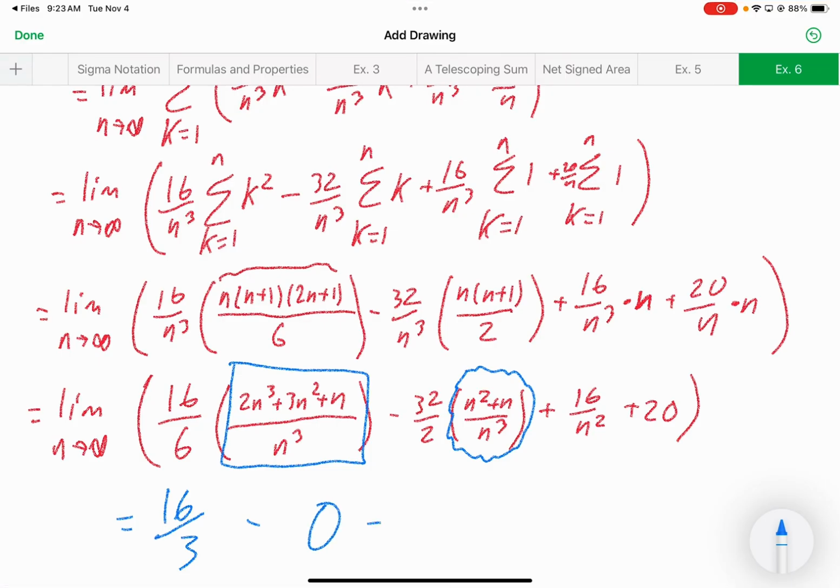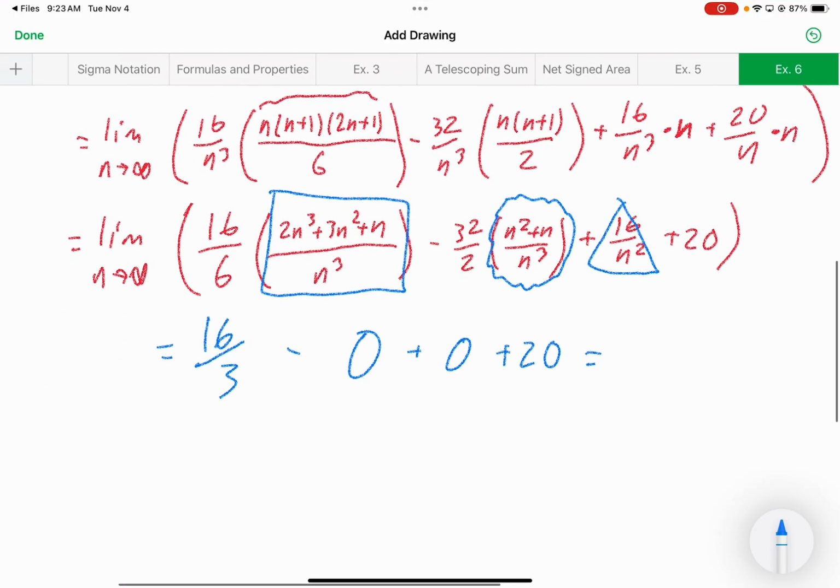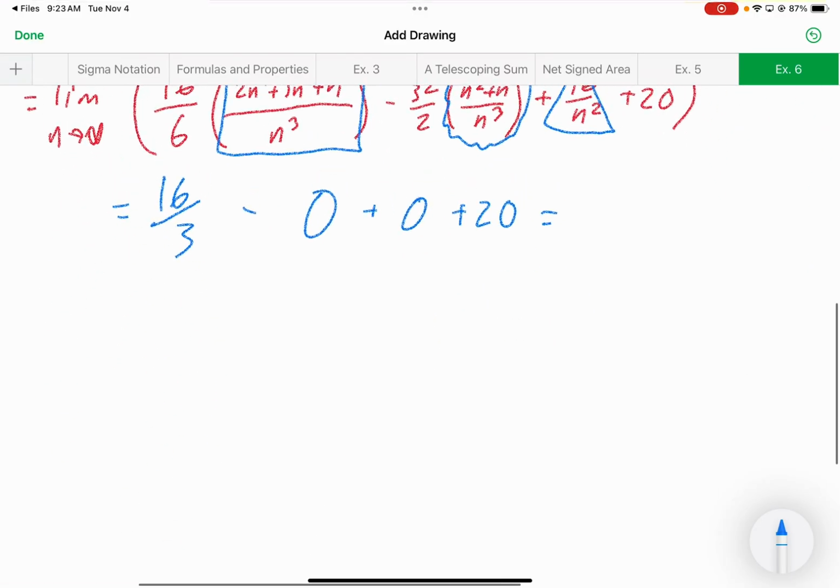So minus 0. Plus, what about, I'm running out of shapes, my triangle. 0 as well. And then, I don't need a shape for the last one. I get 20. So then 16 over 3 plus 20 is going to give me 76 over 3 is my area. Okay? All right.